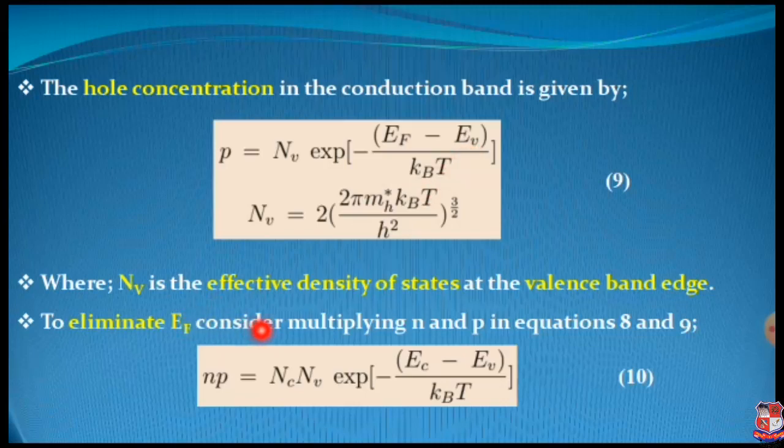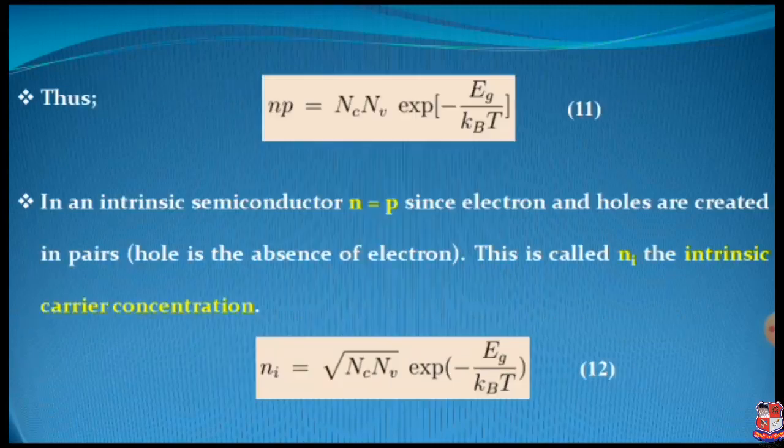To eliminate Ef, consider multiplying n and p in equations 8 and 9. So we have Nc into Nv exponential of (Ec minus Ev) upon kBT. If you subtract the valence band energy from the conduction band energy, you get the band gap energy. So n into p is equal to Nc Nv e raised to minus Eg upon kBT. This is your equation number 11, which is the product of electron and hole concentrations.